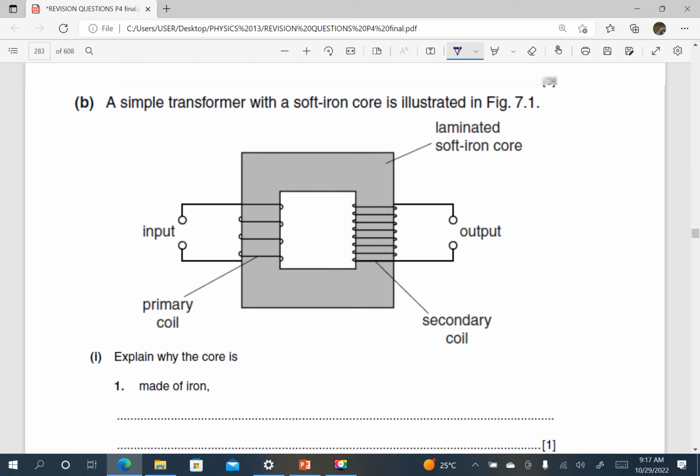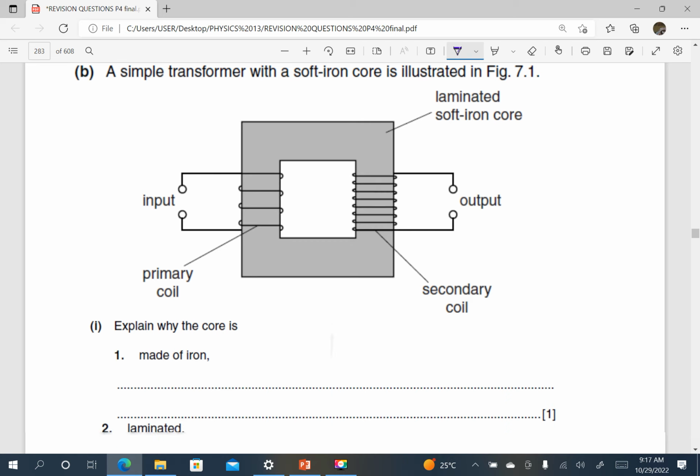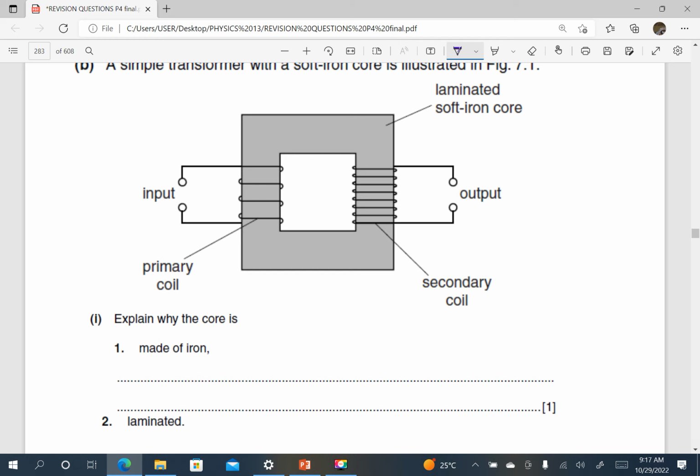A simple transformer with a soft iron core is illustrated here. Explain why the core is made of iron. You can't get tired of that question. I told you this unit is short. Most questions are a repetition. There are no new questions in this unit.